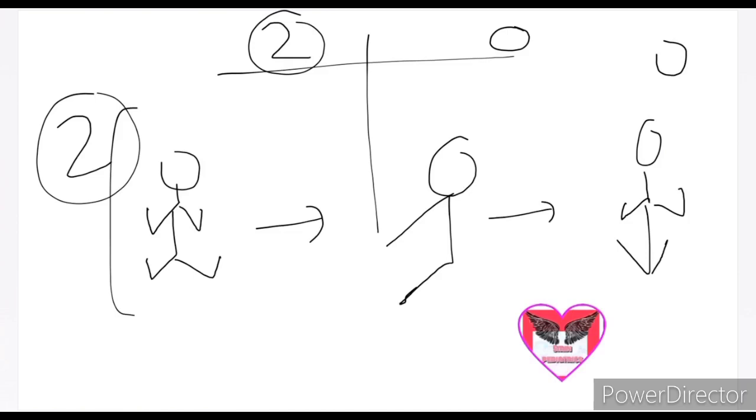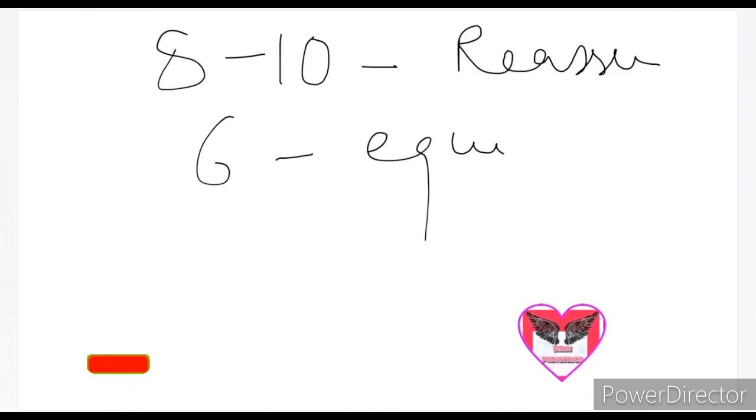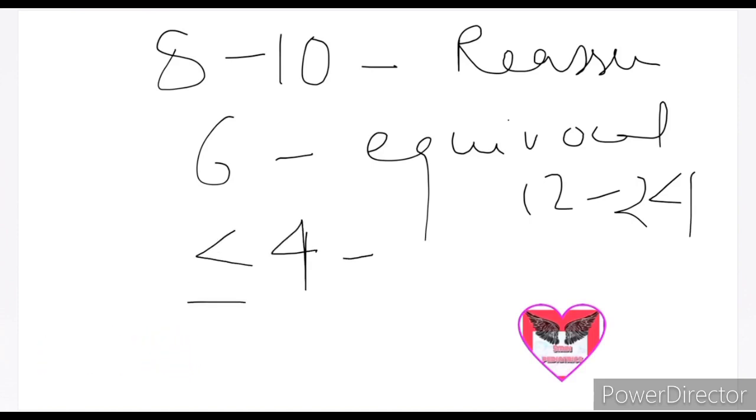So for interpretation, if the score is 8 to 10, then just reassure the patient. If the score is 6, this is an equivocal score, and repeat it in 12 to 24 hours. And if the score is less than 4, then you have to go for delivery.